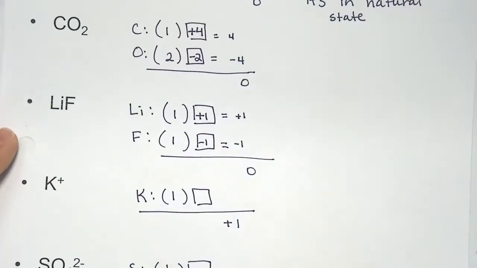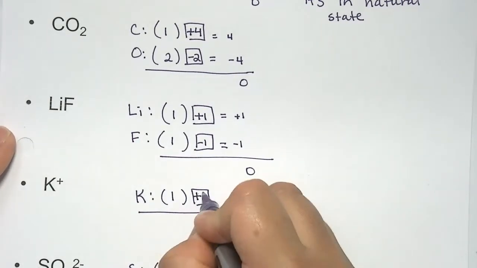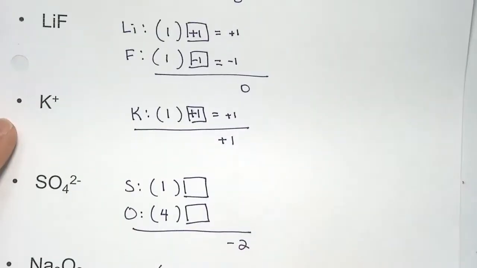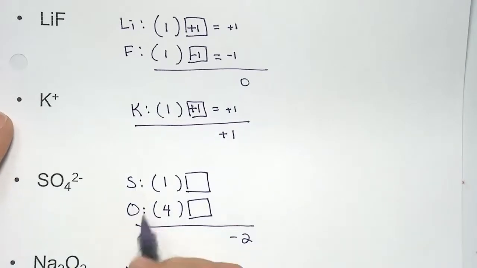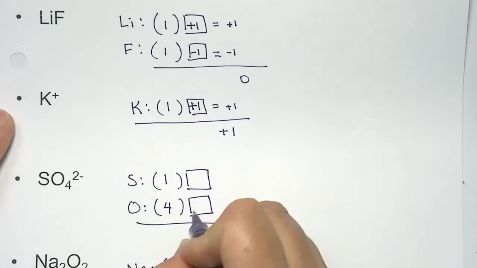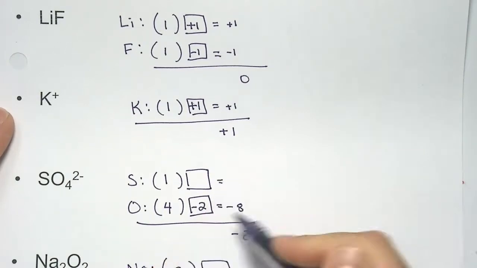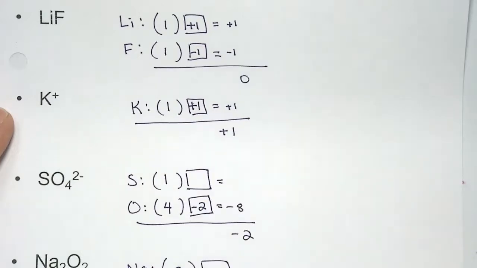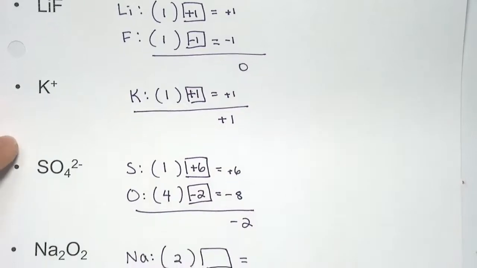Okay, potassium ion, Chloe. That's right, because it's +1 overall. Excellent. Question, Christine? Okay. Sulfate, Suzanne, which one has a rule, S or O? O. Okay, so what do we write? -2, so that gives us -8. So what do we have to have for sulfur? +6, excellent, because that gives us -2 overall.